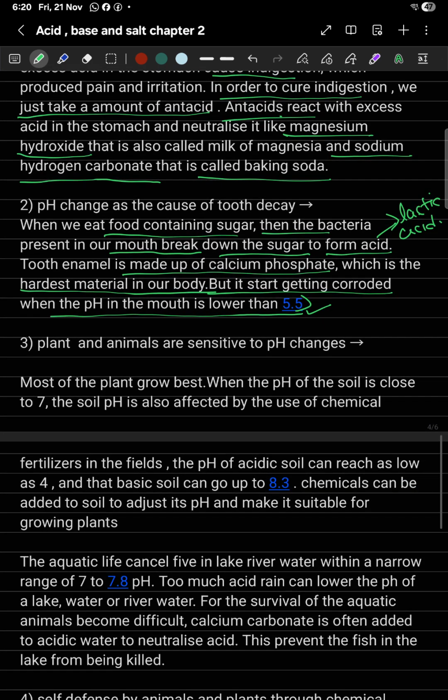So what is the next part? What is the next one? Plants and animals are sensitive to pH changes. If a pH change occurs, plants are also sensitive to it. So what is the meaning of that? We will find out with the help of a paragraph.